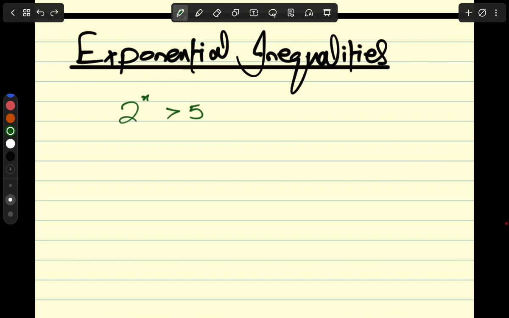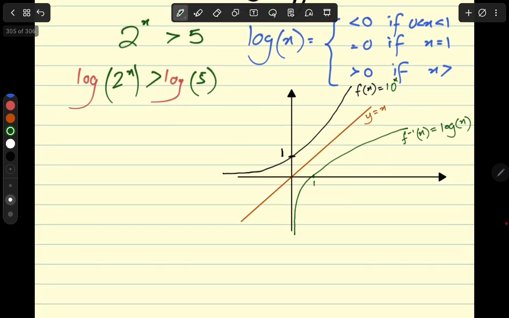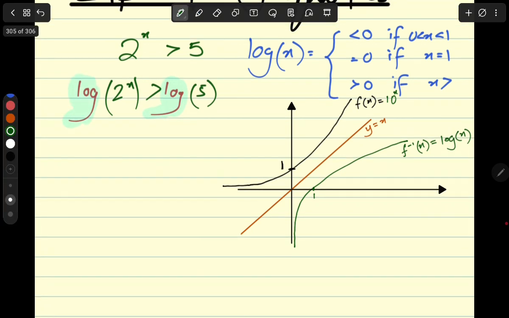Let's solve 2 to the power x is greater than 5. Exactly like before, we cannot rewrite 5 as a power of 2, so we take logarithms of both sides. So we take log on both the sides, so this becomes log of 2 to the power x is greater than log of 5. I'm deliberately using a different color for the introduced function, which is log, so that you can make the distinction that we're introducing it.